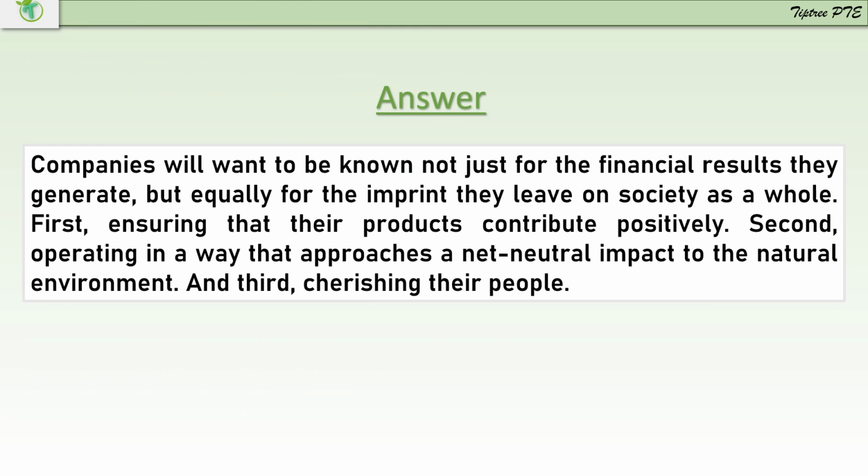Companies will want to be known not just for the financial results they generate, but equally for the imprint they leave on society as a whole. First, ensuring that their products contribute positively. Second, operating in a way that approaches a net neutral impact to the natural environment. And third, cherishing their people.